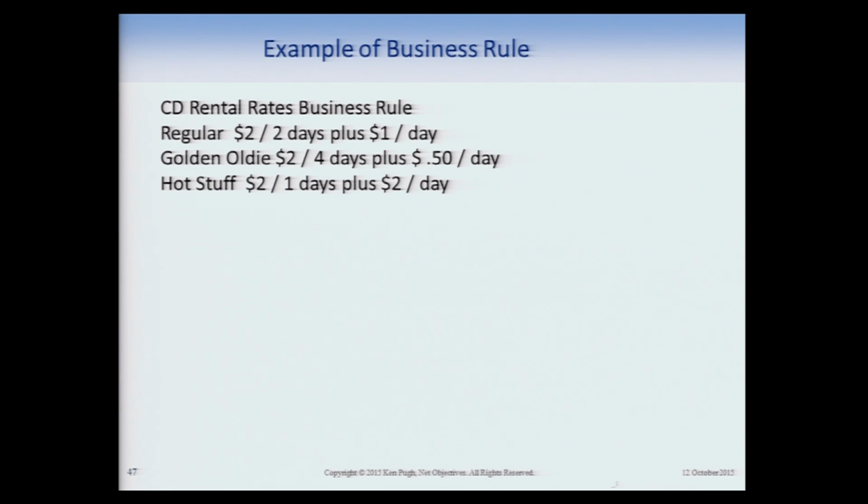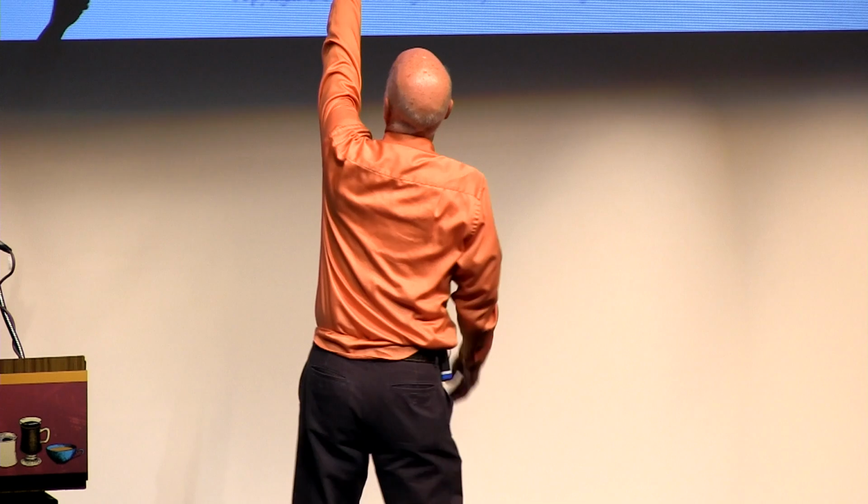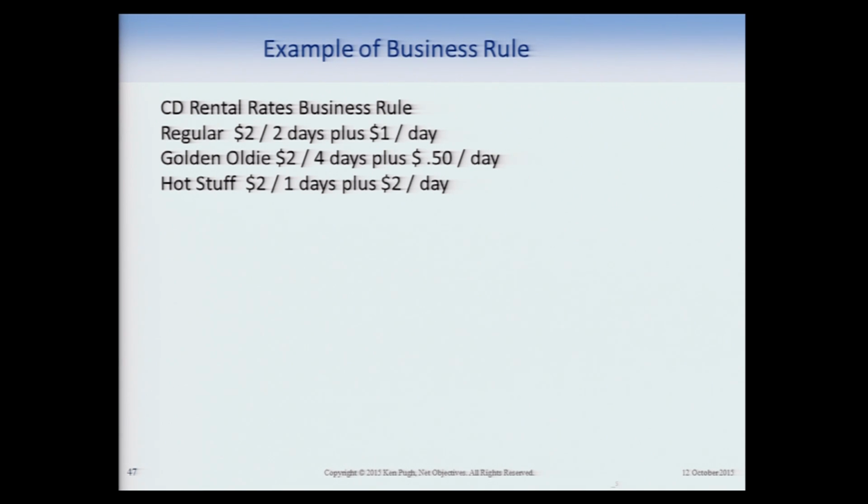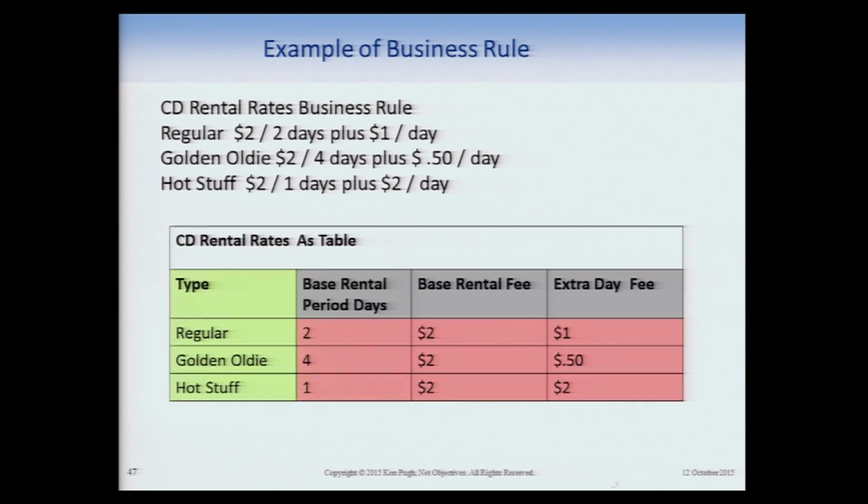So you gave me that simple business rule. I heard you had a little more complex one. Something like you actually have 3 categories for the CDs: regular, golden oldies and hot stuff. And here's that business rule you gave me: $2 for 2 days plus $1 a day extra, or $2 for 4 days plus 50 cents, and so forth. That's pretty straightforward. In fact, if you don't mind, I'm just going to put that into a table somewhere so I can understand it better. So we have the base rental period, a base rental fee and an extra day rental fee. I'm just taking your stuff and trying to make it a little more consistent.